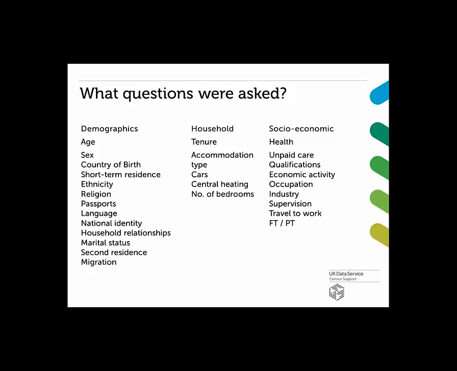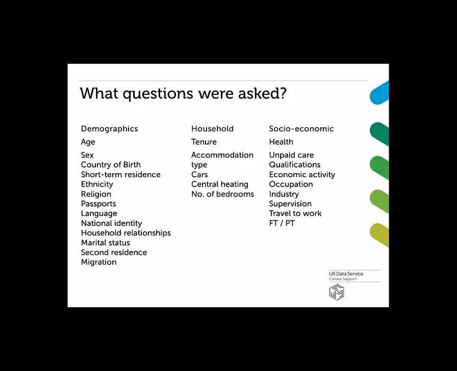The sorts of topics that were asked count as being broad but wide. So although this list looks like quite a long list of topics, in reality not many questions were asked on any particular topic. So the things that were included were things like age, sex, country of birth, whether or not somebody was a short-term resident or not, and if so, whether they were planning on staying, their ethnicity, religion, what passports they hold, whether they speak English as a main language or what their main language is, national identity, household relationships, marital status, second residence, and migration.